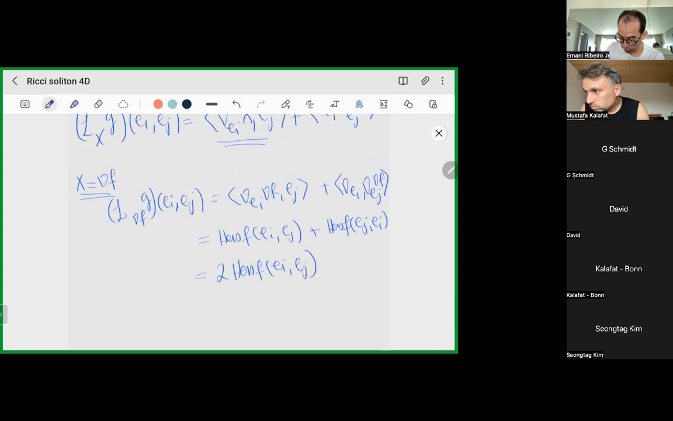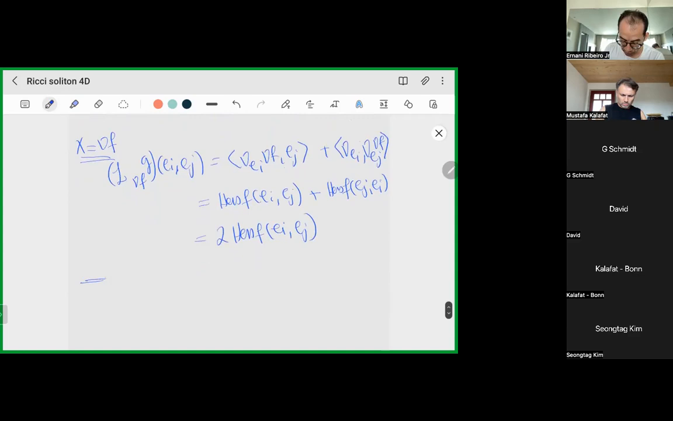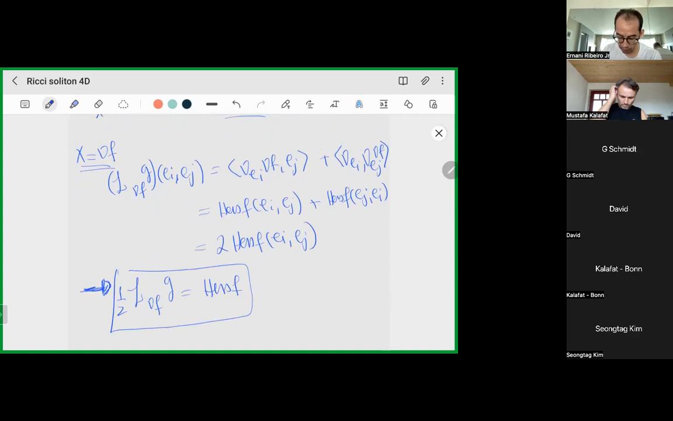So if you forget this i, j, this holds for any i, j, since i, j is arbitrary. Then this is equivalent to saying that the Lie derivative of the metric divided by 2 is equal to the Hessian of f. So this allows us to replace ∇f here by any vector field X.